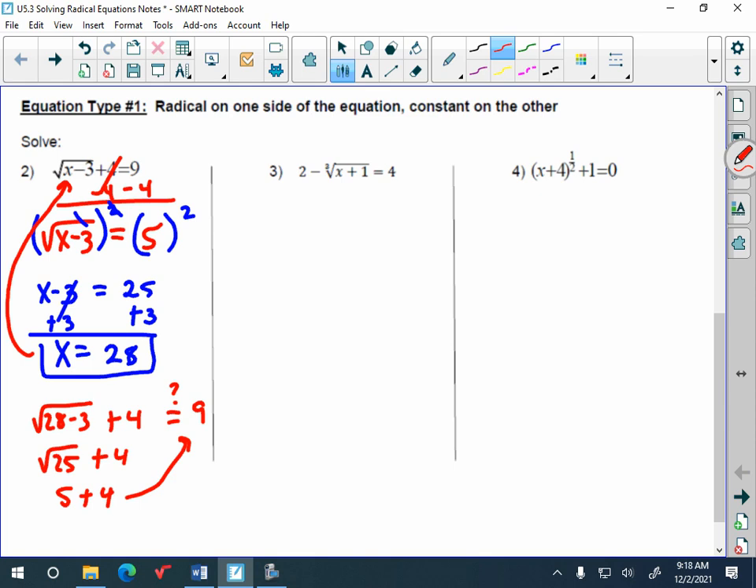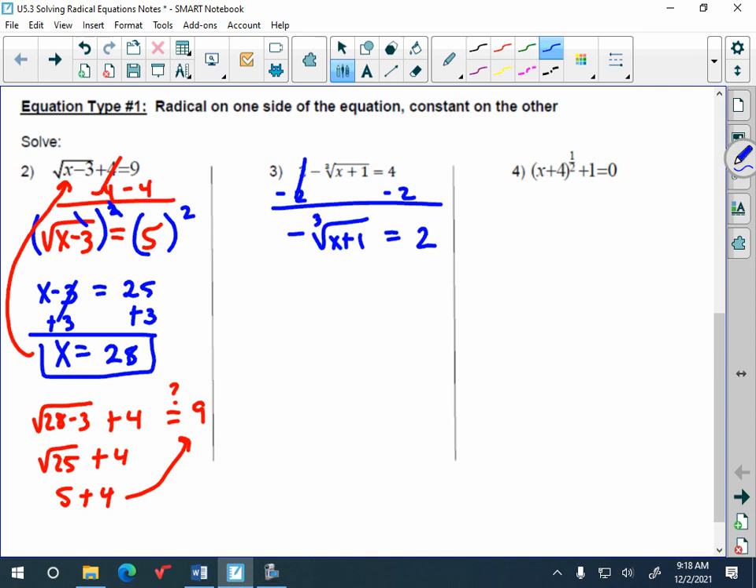All right, number 3. We have the radical. And so we got stuff on the outside of the radical that has to get moved over to the other side. So we're going to first subtract the 2 over. Subtract 2. So we get negative cube root x plus 1 equals 4 minus 2, 2.